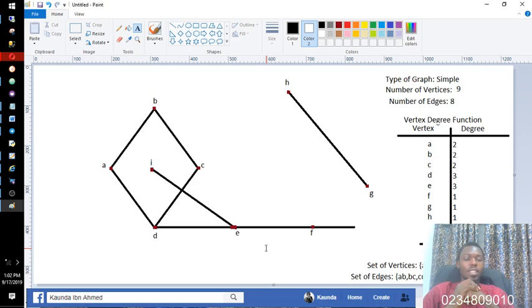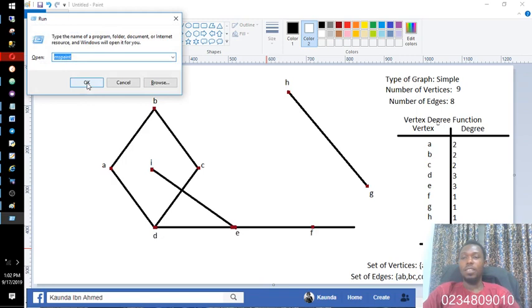The degrees are. There's a pattern, I don't know if you've realized it. All the degrees we are getting, they are all even numbers. Take note of that. This one right there is an even number.